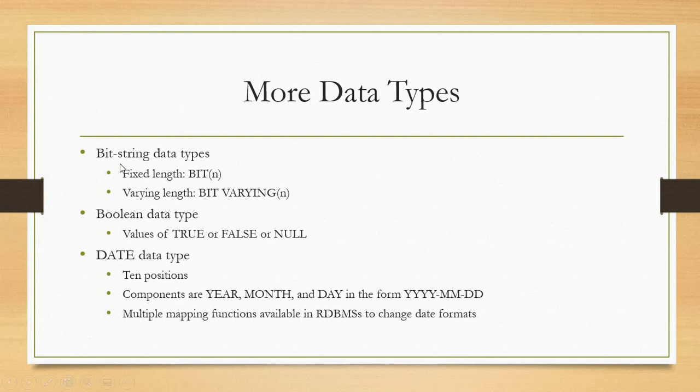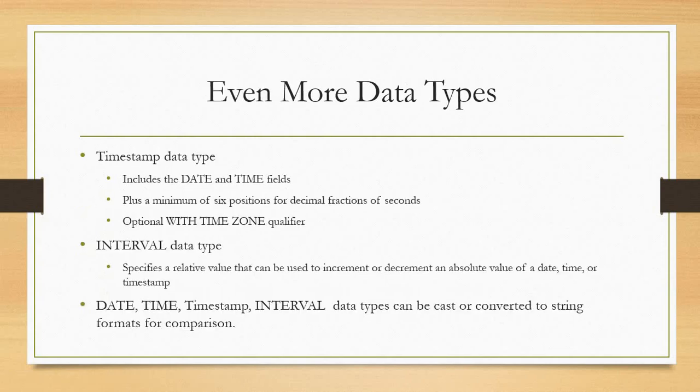You might also have bit string data types, and Boolean, which is a true or false, or null, which is a missing value. There are also date data types. You may have year, month, day in various forms as you need. You can also have timestamps. There's even an option for you to have a time zone qualifier.